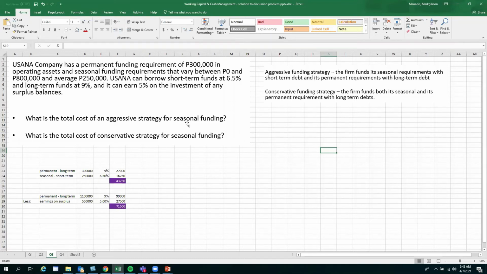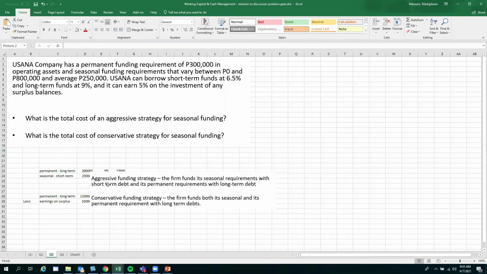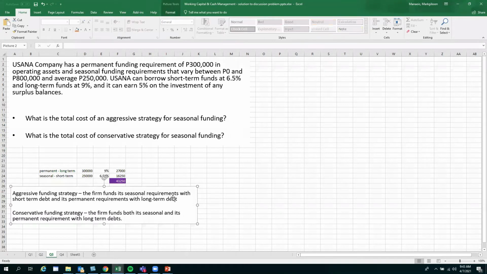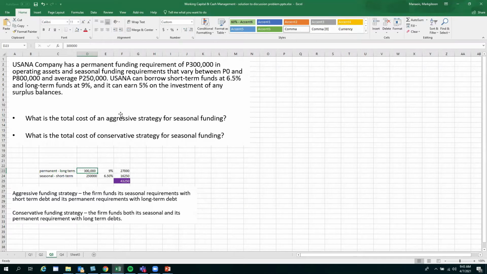Isa-isahin natin. Dito muna tayo kay aggressive. Kay aggressive, ang sabi natin, seasonal requirements with short-term and permanent requirements with long-term. Magkano ba yung permanent requirement natin dito? Permanent requirement is 300,000. So sabi natin, pag permanent requirements is financed with long-term debt. How much is the long-term funds rate, no? So that's 9%. So kinuha lang natin, multiply the value with the percentage of long-term debt. So that's 27,000. Okay? So hopefully nakakasunod ka.